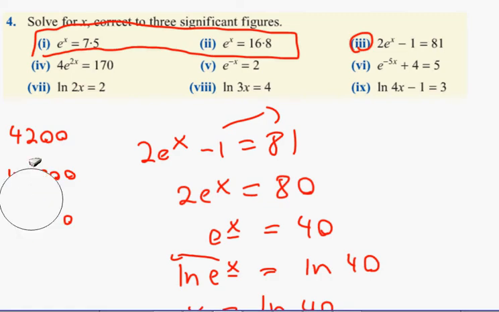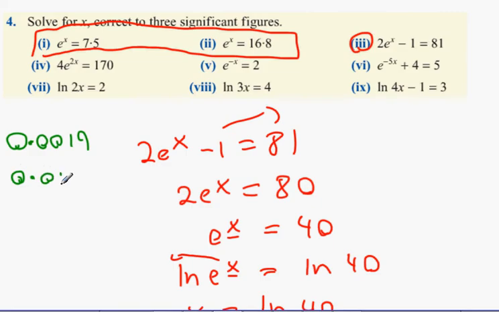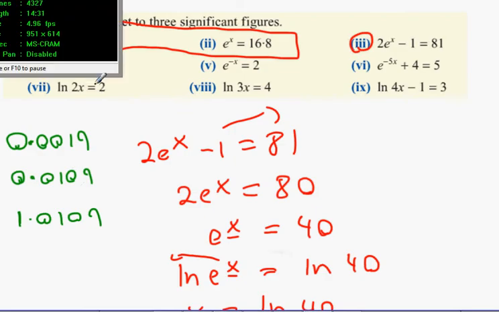Another example would be this, guys. This one here, 0.0019. How many significant figures here? 2. What about this one here? 3. What about this one here? 1, 2, 3, 4, 5. Technically 5 because the zeros are locked in between 2 different numbers.